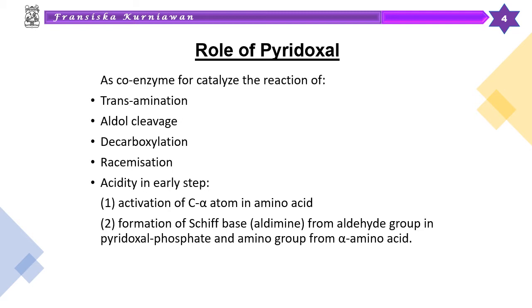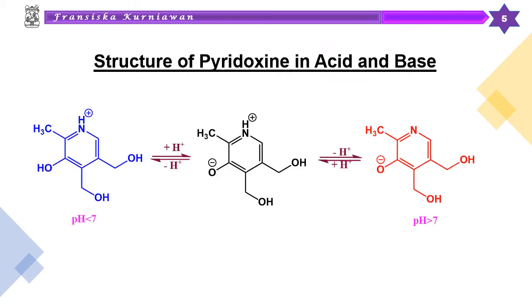And for the process in general, it consists of the acidity in the early step. It consists of two steps. The first one is the activation of the alpha carbon atoms in the amino acid. And next is the formation of a Schiff base from the aldehyde group in the pyridoxal phosphate and also the amino group from the alpha amino acid.